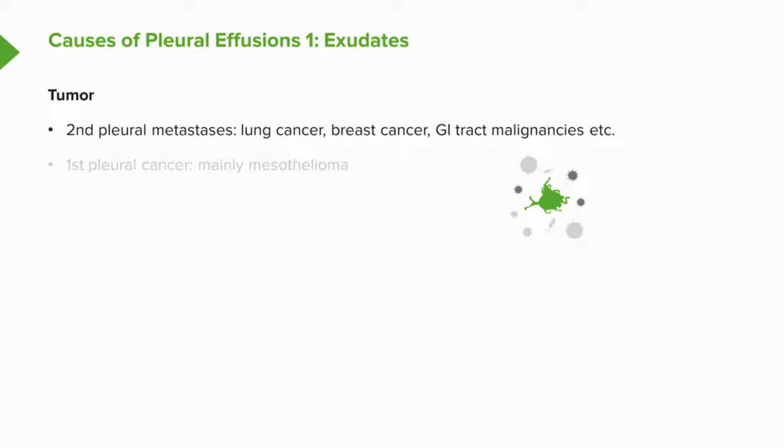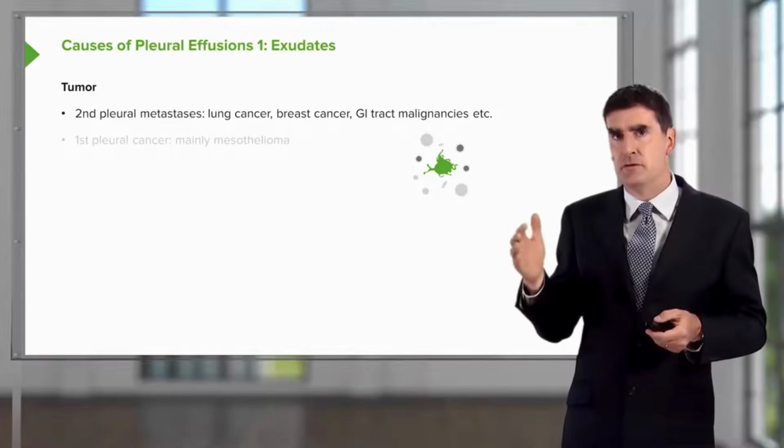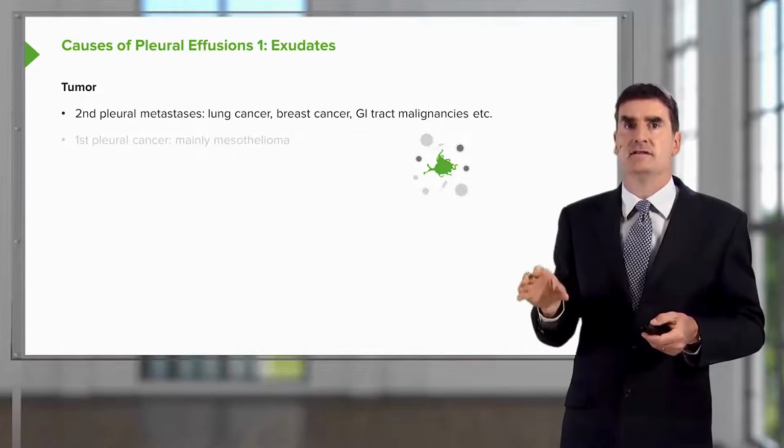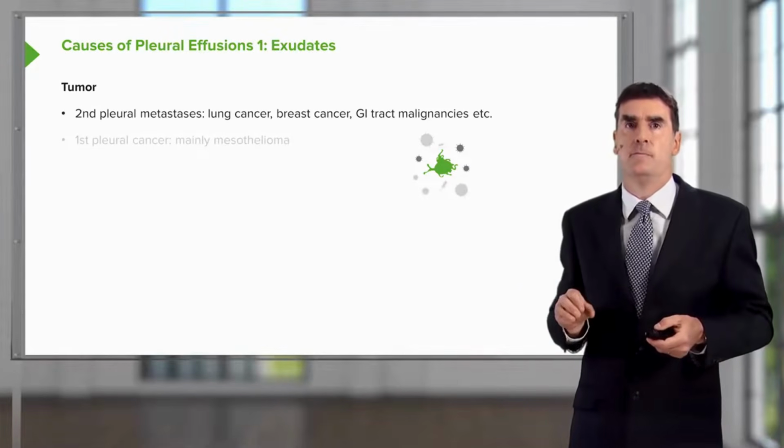Exudates, in contrast, are due to abnormalities of the pleura, as I mentioned before. So these occur in tumors, and usually there's a secondary pleural metastasis, either from a lung cancer, from a breast cancer, or from a GI tract malignancy. So those are the common causes, but in fact multiple different types of cancers can spread to the pleura to cause pleural effusions. And the presence of a pleural effusion in somebody with a known malignancy is very suggestive that they're going to have metastatic disease affecting the pleura.